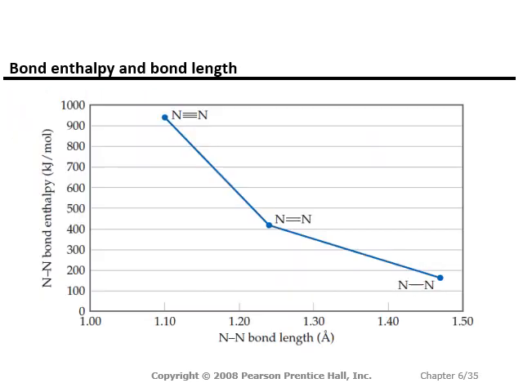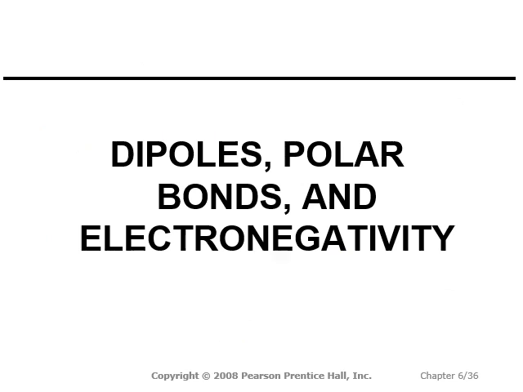Next slide. And here is a picture of it. So the lengths are going across the x-axis. The longest one is the single bond, in the middle is the double bond, and the shortest is the triple bond. And the strength is shown on the y-axis. The weakest is the single bond, and then the middle is the double bond, and then the strongest is the triple bond. Next.